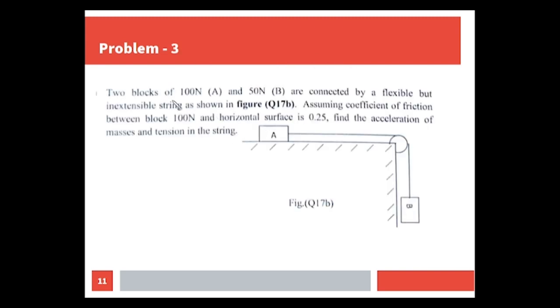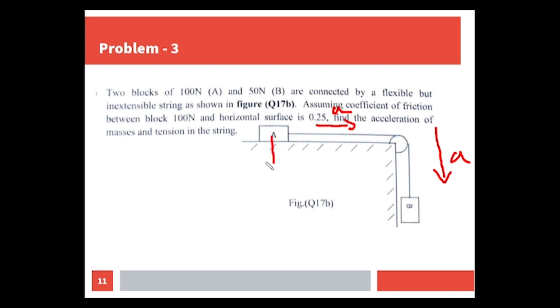So let's move on. Blocks of 100 newton and 500 newton are connected by a flexible but inextensible string as in the figure. Assume the coefficient of friction between the 100 newton block and the surface to be 0.25. Find the acceleration of the masses and tension in the string. So we are asked to find the acceleration. Obviously, this block will be moving downwards, and so this block will be moving in this direction.